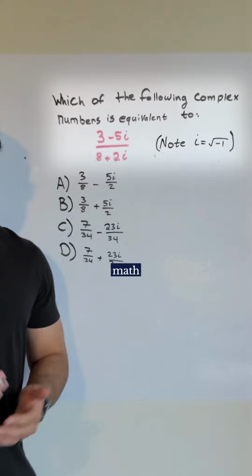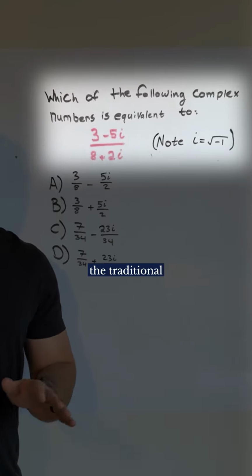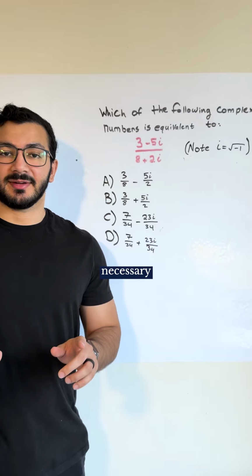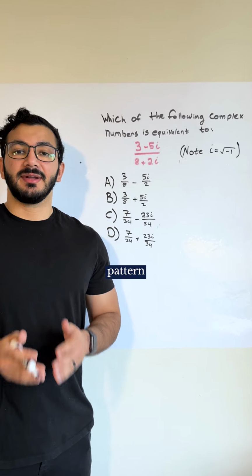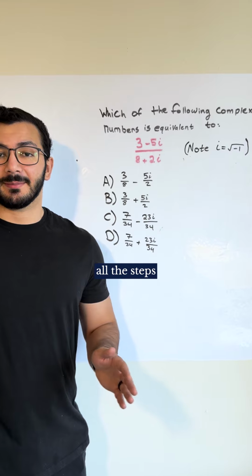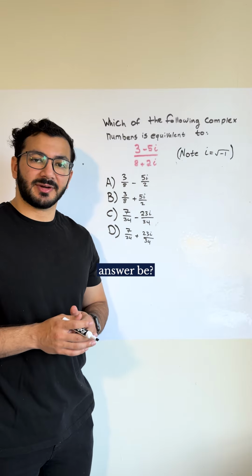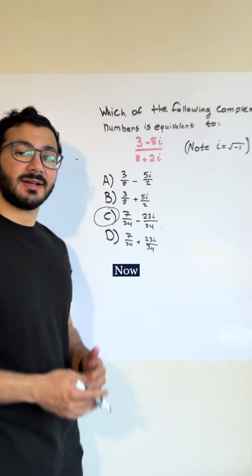If you're solving SAT math imaginary number problems the traditional way, you're doing way more work than is necessary. But there's a faster pattern that gets you to the answer without all the steps. Pause here and take a guess. What would your answer be? The correct answer is C. Now let me show you why.